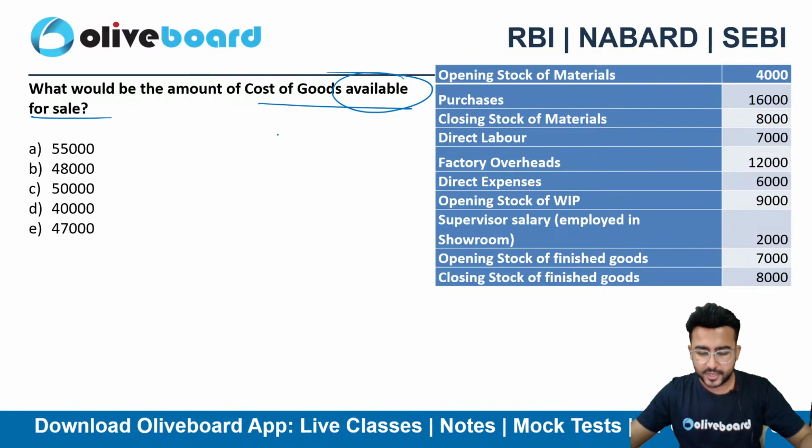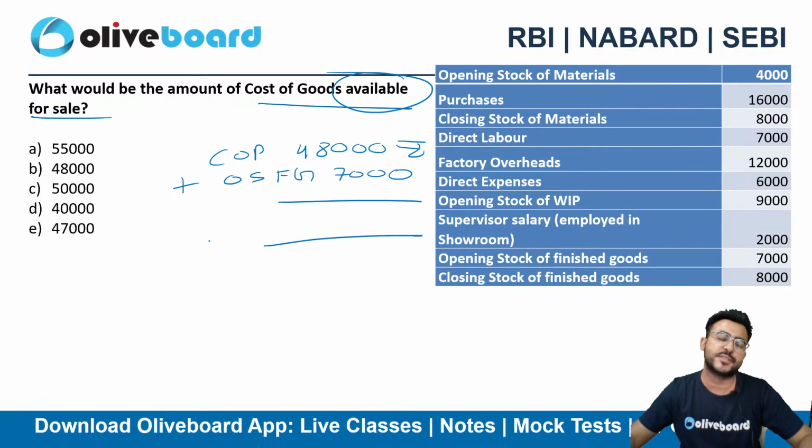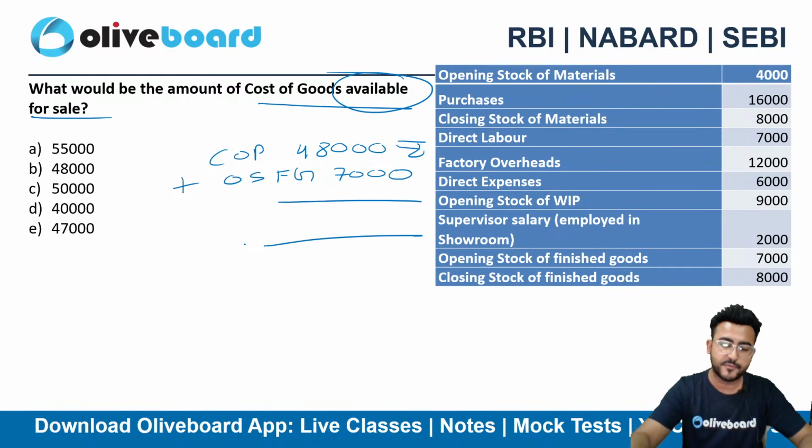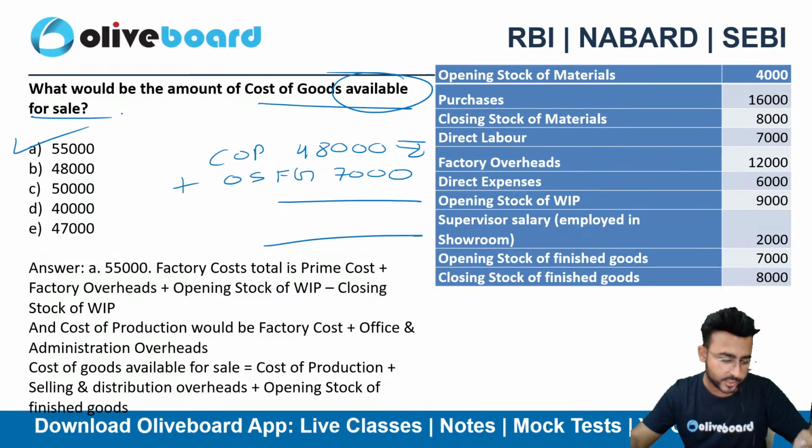So guys, you have already calculated the cost of production, which is nothing but 48,000. You just need to add the opening stock of finished goods, 7,000. That is your cost of goods available for sale. This is not cost of goods sold. This is cost of goods available for sale. The correct choice here will be 55,000. Option A, 55,000. Very good, everyone.